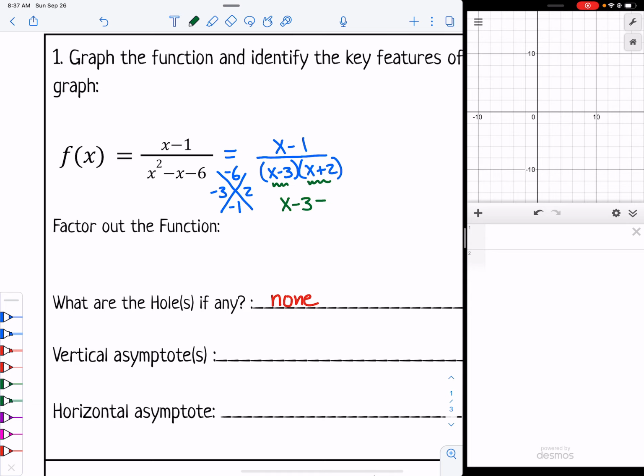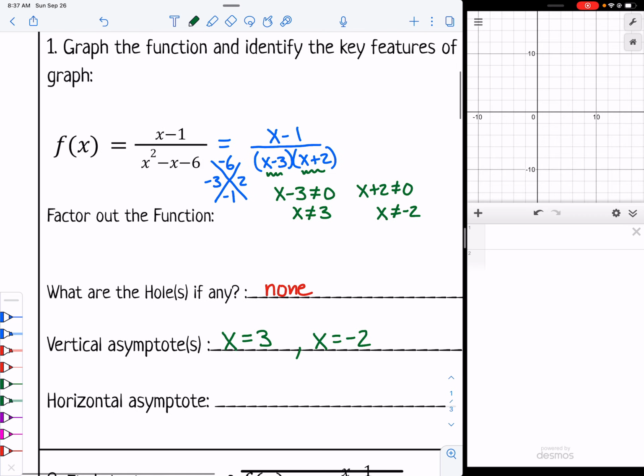So x minus 3 is in the denominator, and we know that cannot equal 0. So then if we add 3, we know x cannot equal 3. So therefore, there's a vertical asymptote at x equals 3. And then the same thing for x plus 2. We know it's in the denominator and it cannot equal 0. Therefore, x cannot equal -2, and that forms a vertical asymptote on our graph at x equals that value.